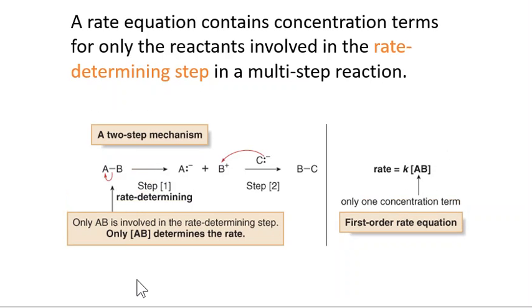The underlying general idea here is that a rate equation contains all of the concentration terms involved in the rate determining step in a multi-step reaction. And so if you know that you have A, B, and C as your reactants, but only A and B are in the rate equation, then there has to be something happening in the rate determining step that doesn't involve C.